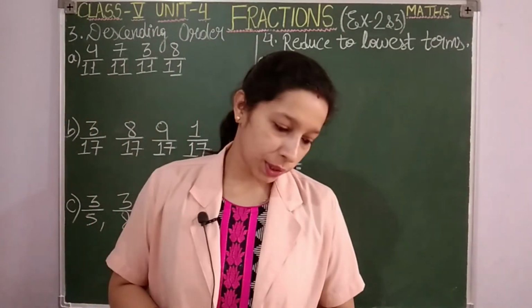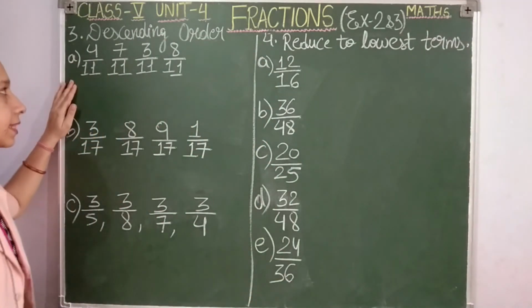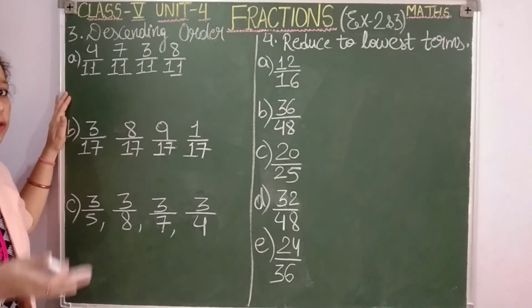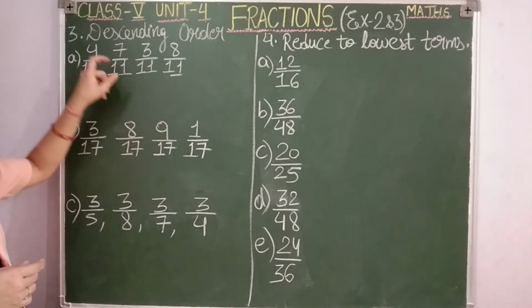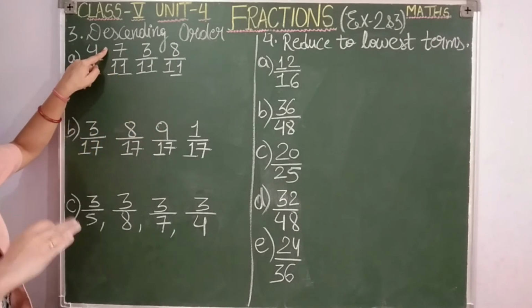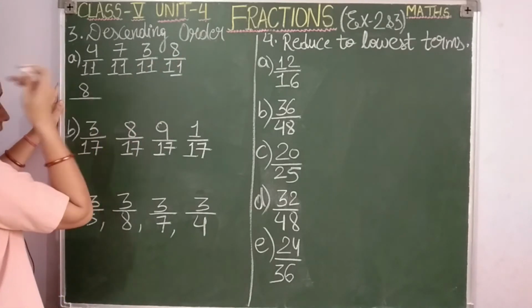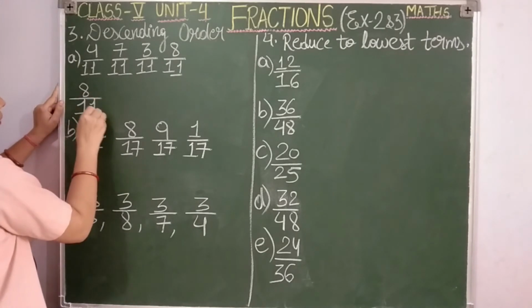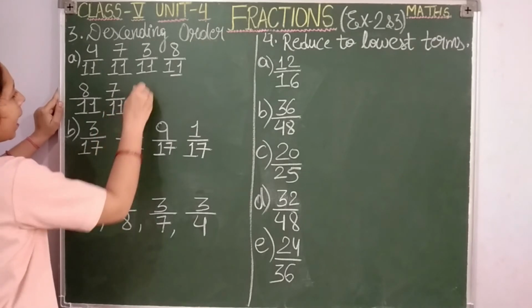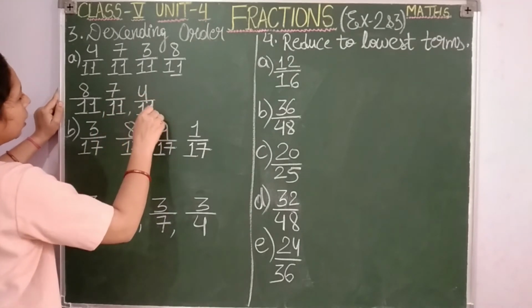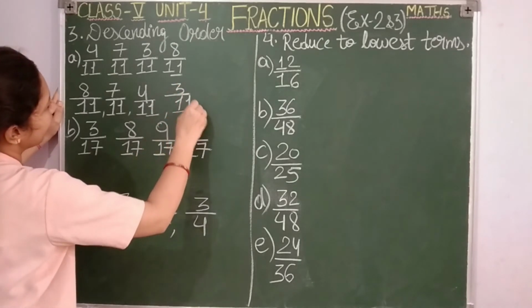So students, question number 3 is write the following fractions in descending order. So let us see how to arrange it in descending order. For descending order we are going to arrange from greatest to smallest. So here we can see the denominators are same, then we have to see the numerators and decide greatest to smallest. So which is the greatest numerator here? 8 by 11. So I will write here, 8 by 11, then 7 by 11, then 4 by 11, and the smallest fraction is 3 by 11 because it has the smallest numerator, that is 3.